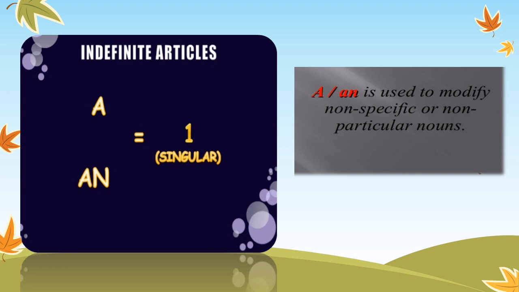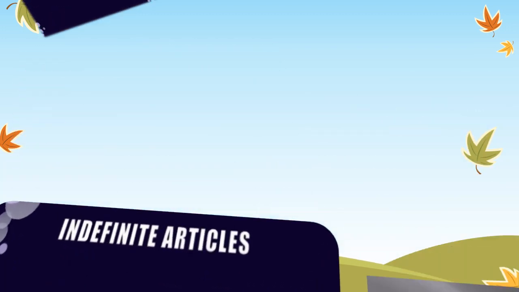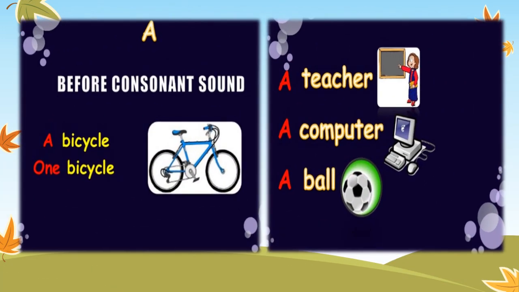A and An are indefinite articles, which means we use A or An to modify or refer to non-specific or non-particular nouns. We use A or An with a singular noun. We use A before consonant sounds and before singular words.